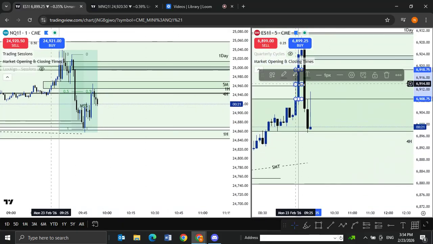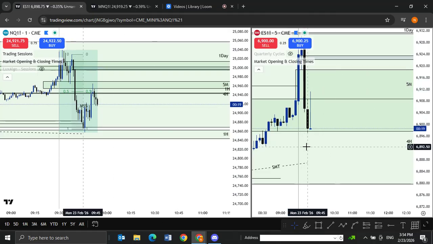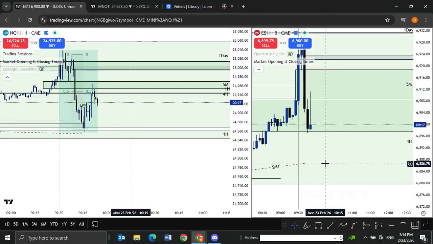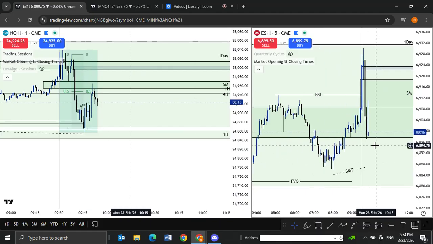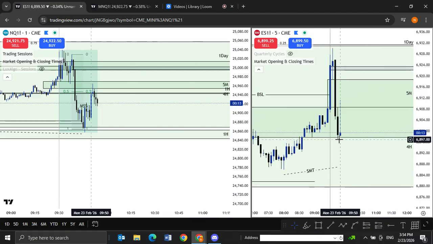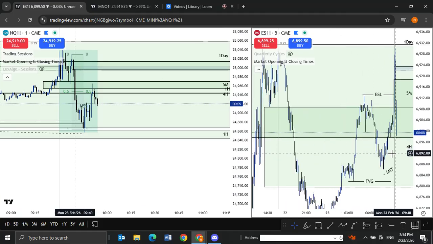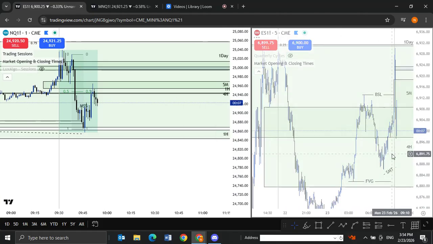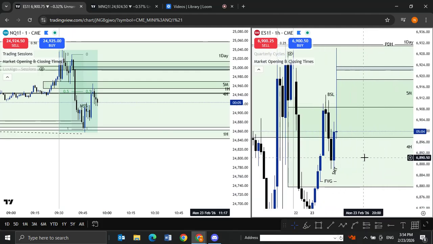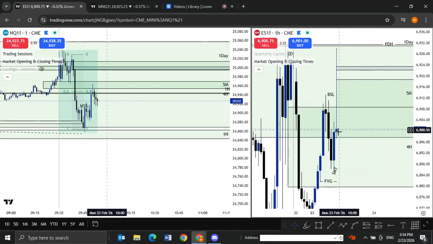So amazing push to lower. Perhaps I just want to see now full inversion of this hourly. Not hourly, I think this hourly. Yeah, this hourly. Yep. If we can close below, that would be amazing. 5 minutes more.